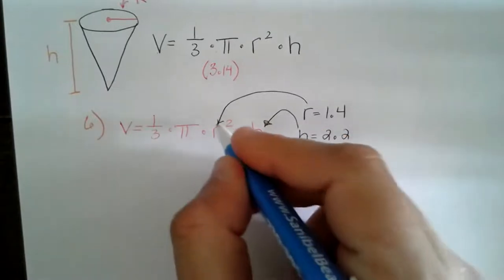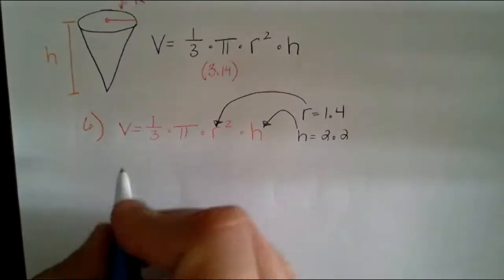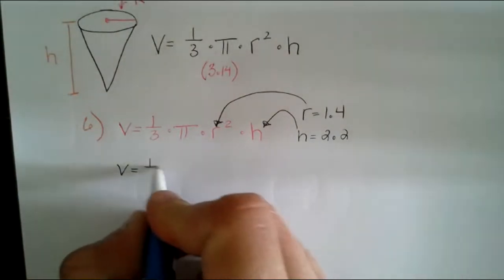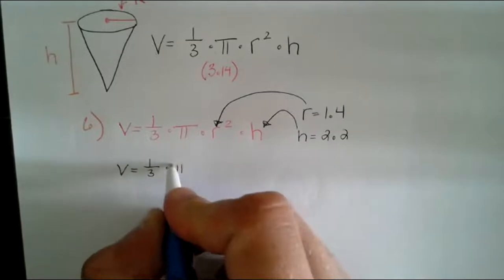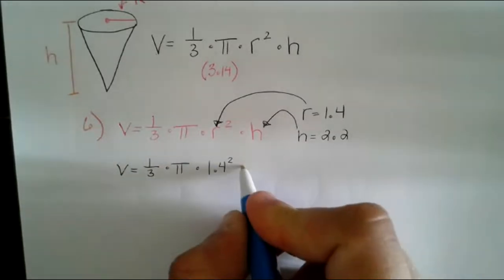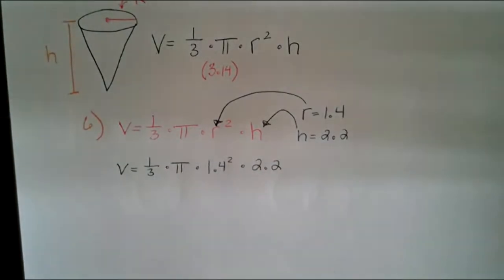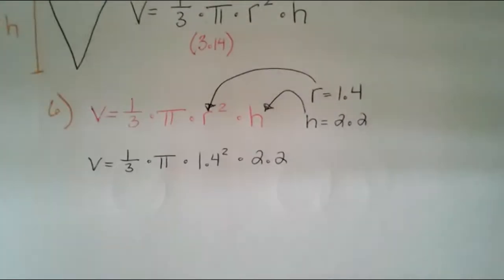Kids, right? We did the same thing for the Pythagorean theorem in November. You guys were very successful. Let's rewrite the equation now with our new information. Volume is equal to 1/3 times pi times 1.4 squared times the height. Now we have some computing to do. Now we have some math to do.